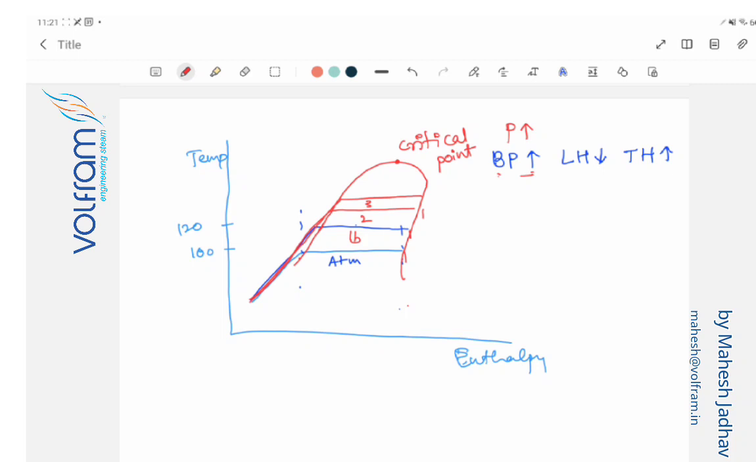Got it. Clear? So this is the temperature enthalpy graph. Now you have understood how the steam is generated and how the enthalpy works with pressure and temperature. Clear? Okay, so I think that's it for today.